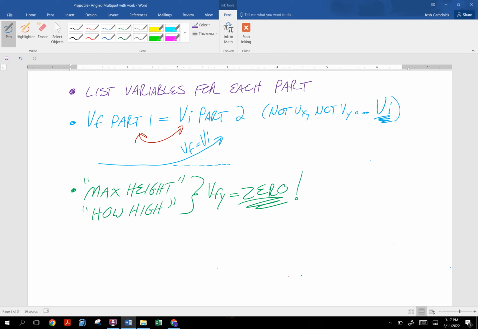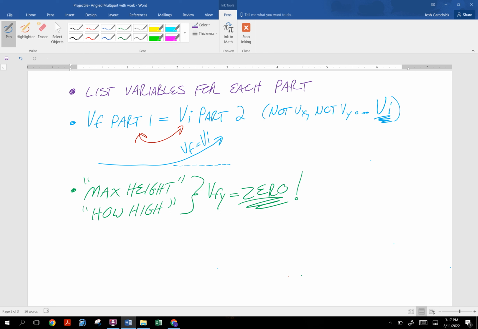It's number 1 here, listed in purple. And of course, the connection between the two parts, as we've seen before, is that the final velocity of part 1 is the initial velocity of part 2. And if it's a projectile problem, I want to stress, this is not Vx or Vy. It is the initial velocity. You're literally at an angle going off a ramp.